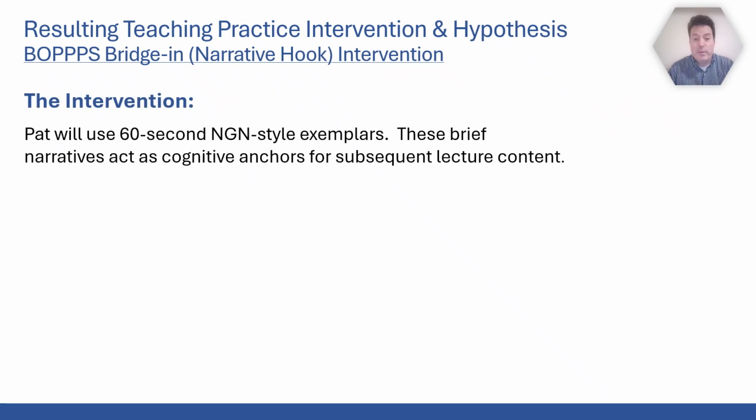Through his literature review and knowledge of educational theories and theorists, Pat develops the following interventional strategy and hypothesis. His intervention: he's seeking an easy-to-deploy microeducation strategy as a time-strapped, newly hired adjunct. So he's going to use a 60-second NGN-style exemplar to prime his students for clinical cue recognition on adverse drug reactions at the start of each lecture. These brief narratives will act as a cognitive anchor for subsequent learning content.